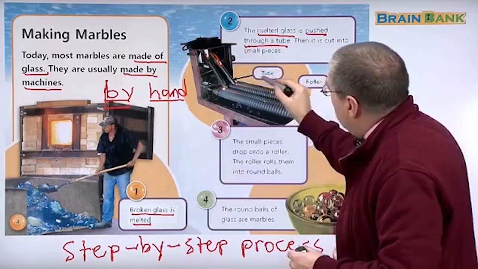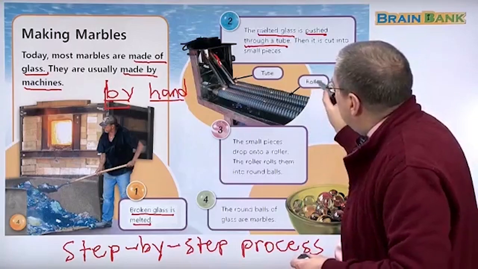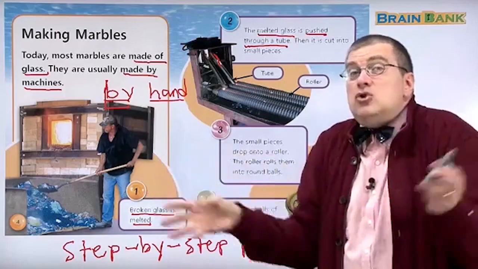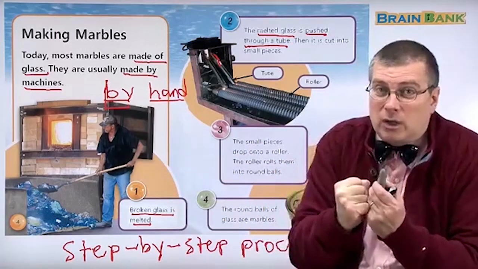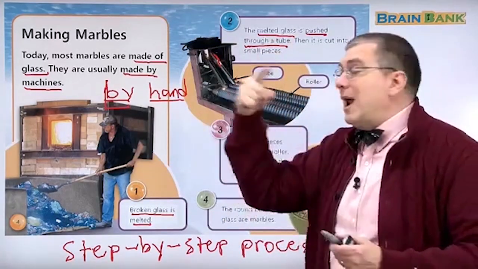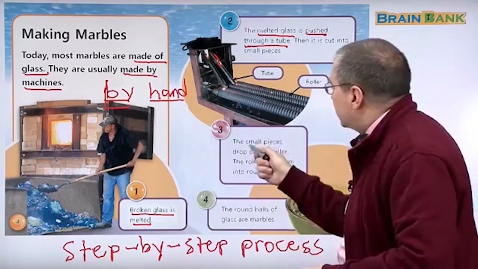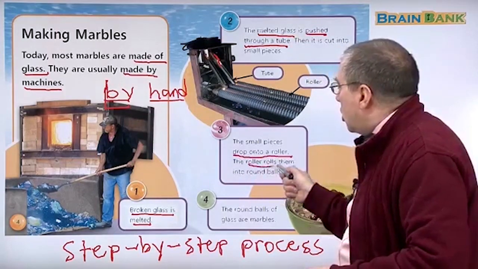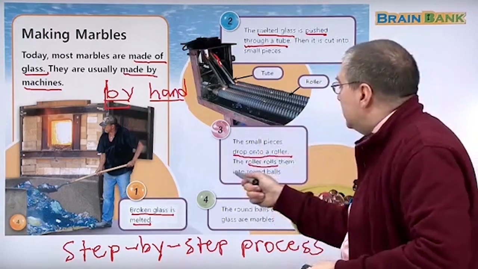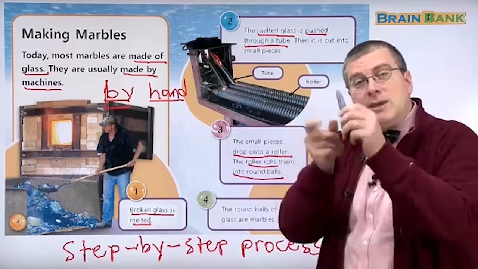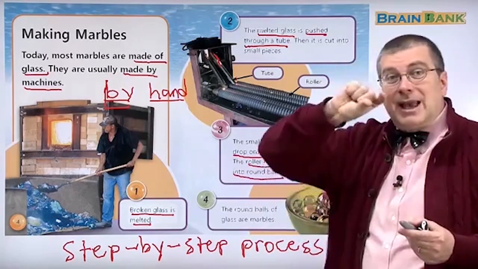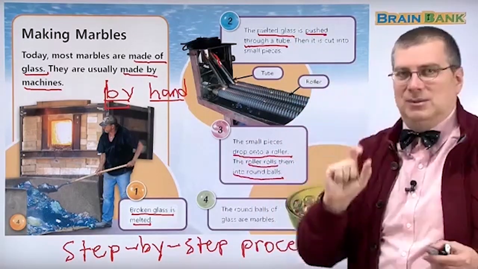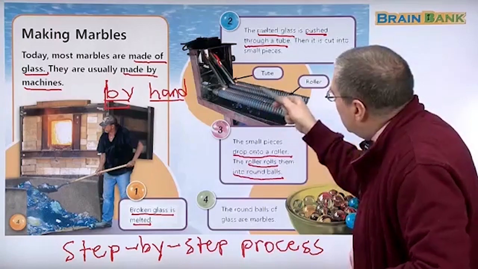It comes down the tube right here, and it goes into the roller. It rolls around, and as it rolls, it loses heat. It becomes harder, right? The small pieces drop onto a roller. The roller rolls them into round balls. That's how they become a ball, like the globe, right? A perfect circle, a 3D circle. That's how it happens in the roller.